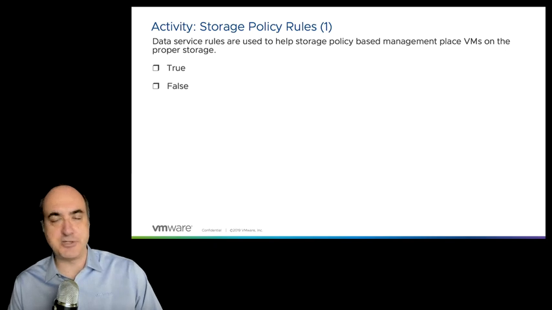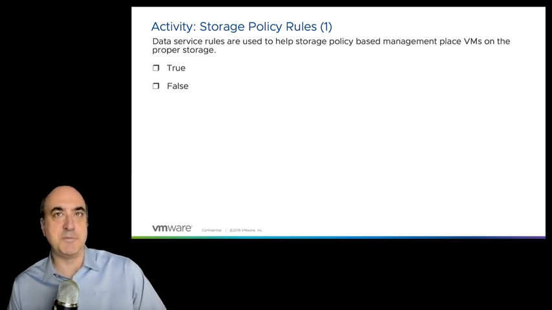So again, just to make sure we get all this sorted out with what we just discussed, we've got our two main types of policies: they're going to be based on placement, and they're going to be based on data services. We just want to make sure we get all that straight. So here's our big true-false question. Data service rules are used to help storage policy-based management place our VMs in proper storage. So are data service rules anything to do with placement policies? True or false? That actually is false.